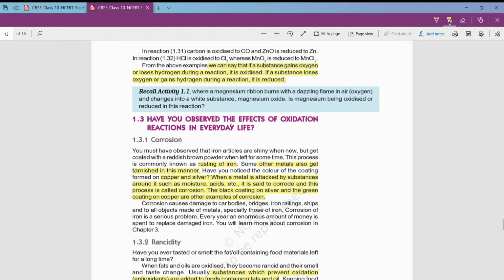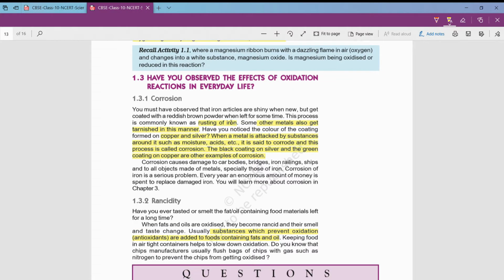Coming to corrosion. This is a very common term which we use in our daily lives. Corrosion is nothing but rusting of iron. The process of corrosion is, in normal terminology, rusting of iron. Why does a metal get rusted? Mainly iron gets rusted because of reaction between that particular metal and the surrounding gases and other substances present in the atmosphere. Not only in iron, in other metals also we see tarnishing effect.